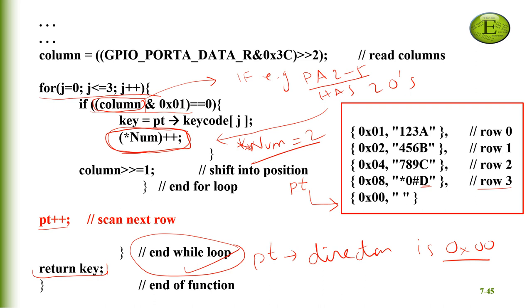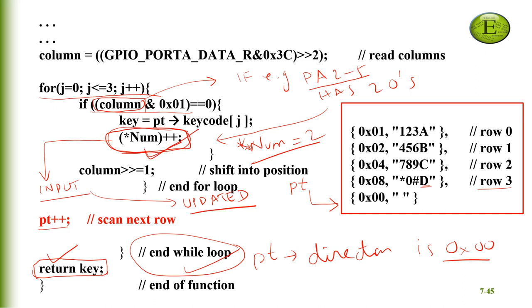So at the end of the day, we return the value of the last key that has been scanned, but what we also get is the number of keys pressed. Remember, this was the input argument and it is updated. This information about the key press can be inferred by referring to this num pointer, which was the input argument to this routine. So we are actually obtaining two pieces of information, the last key and the number of keys pressed, because there can be more than one key pressed during a keypad scan.